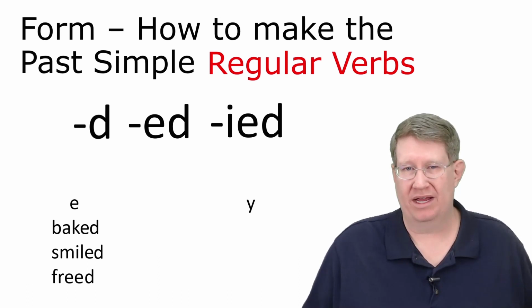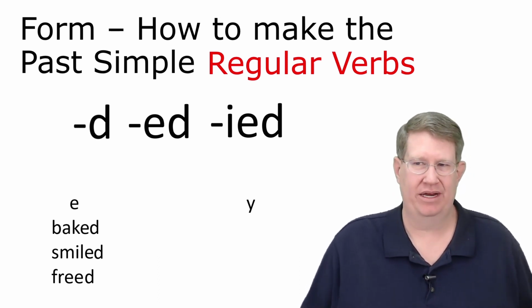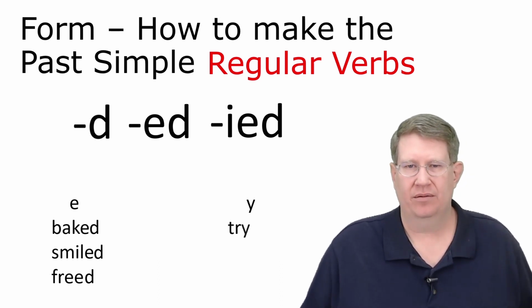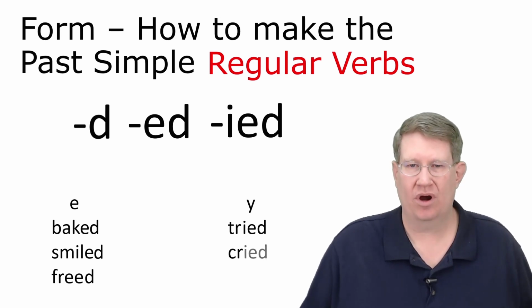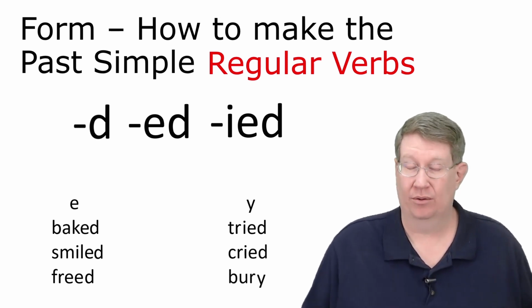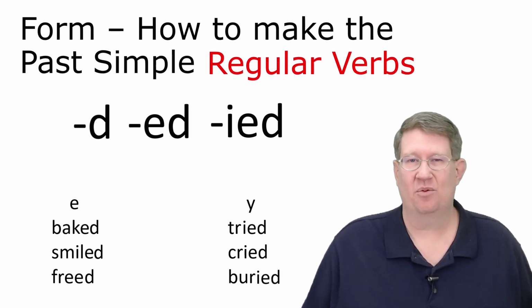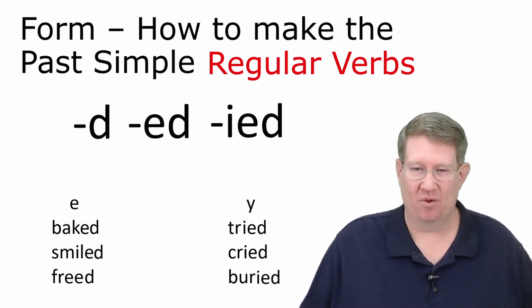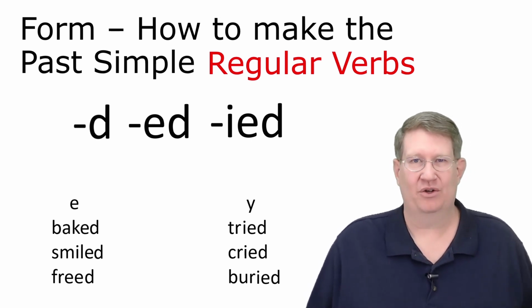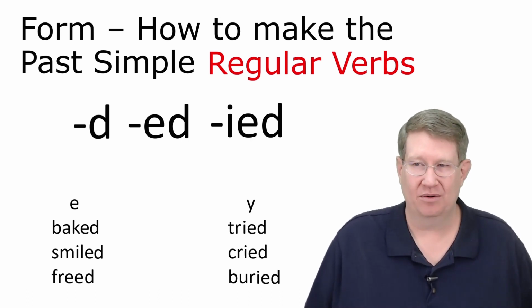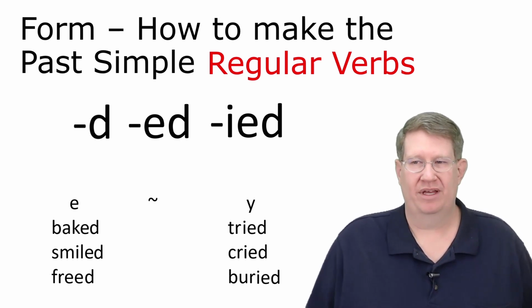When words end with y, we have to change things a little bit. The y becomes an i, and then we add ed. So try becomes tried. Cry becomes cried. And bury becomes buried, or buried. You can say that word both ways. Most people have one way they like to say it, and they will tell you that anything else is wrong. No, it's not. There are two perfectly acceptable ways to say that word. Anyway, let's keep moving.